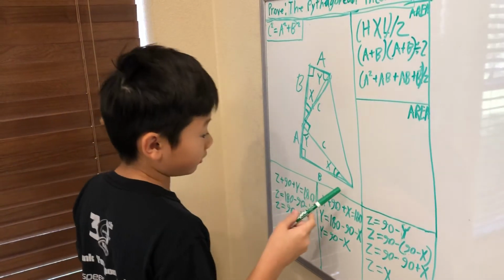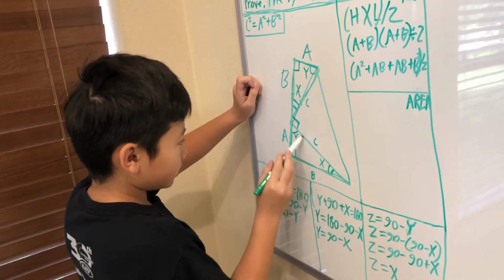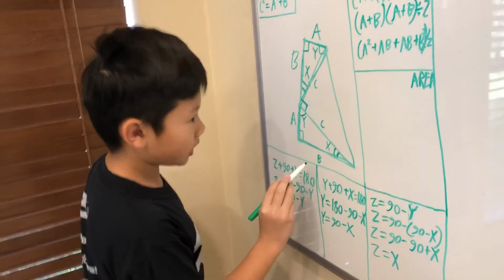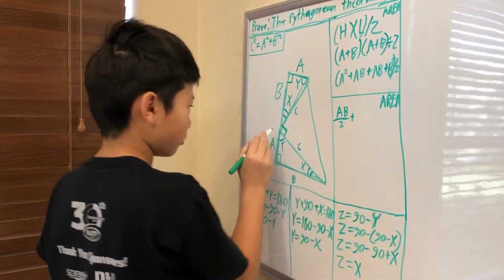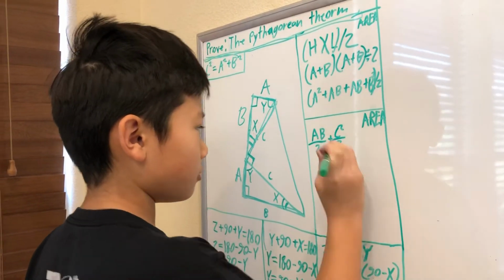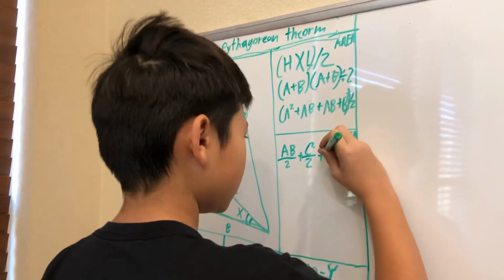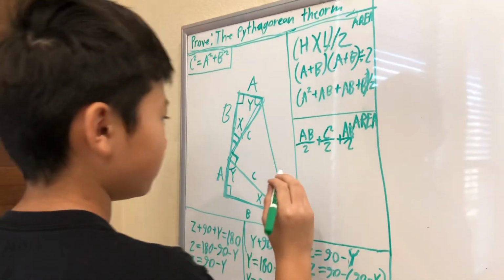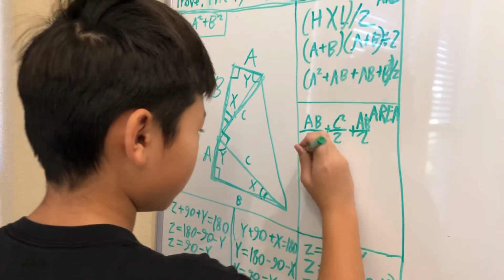Now the specific area of this big trapezoid is the area of these three combined triangles. Now the area of this triangle would be AB divided by 2. Plus this triangle is C squared divided by 2. Now, this triangle is the same as the first triangle, as we proved before. So now we write the same thing in parentheses. We drop two of the denominators.